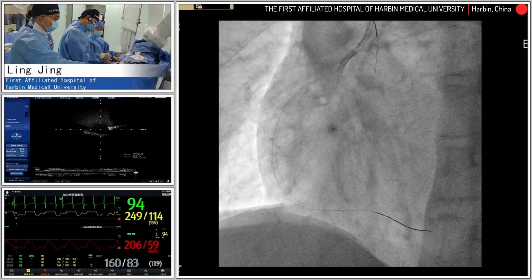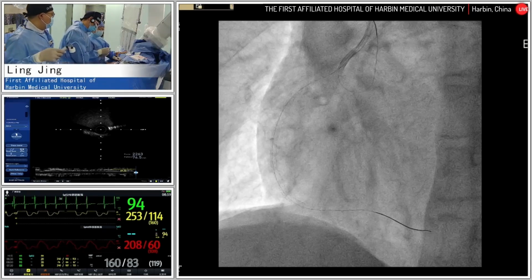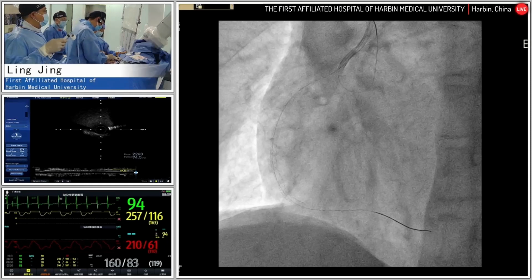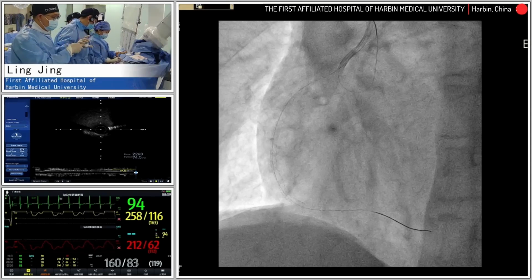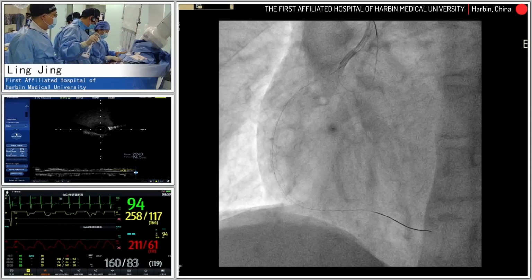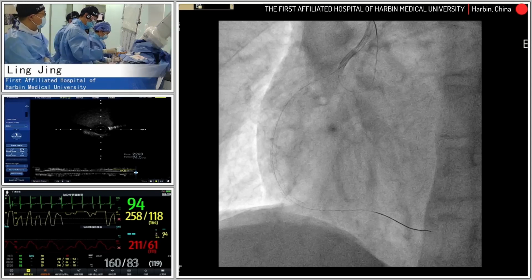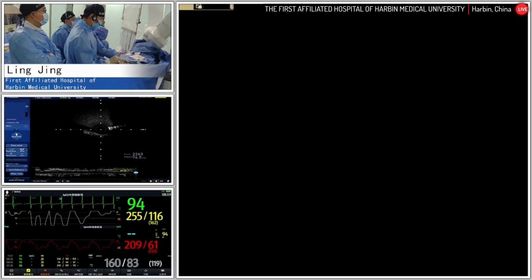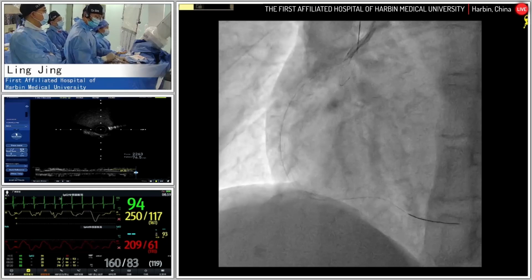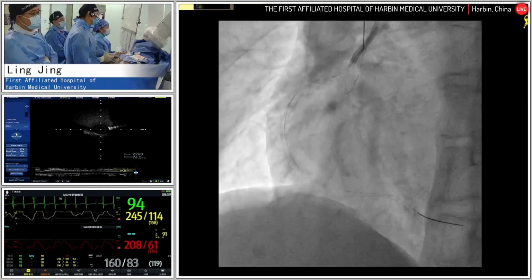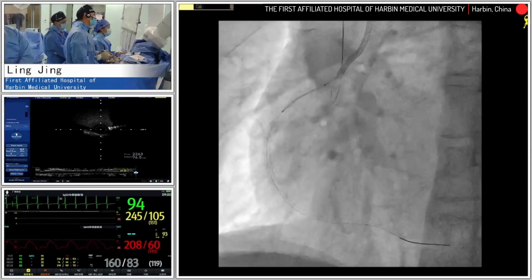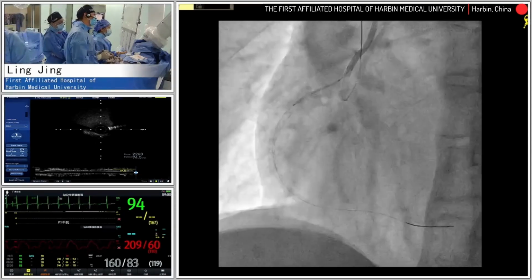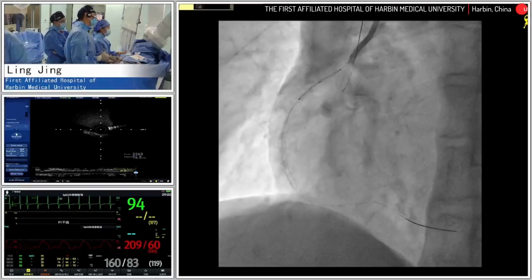Stent? Yes. 3.0 stent. Okay, after the wire has been floated in the aorta out of the RCA, we can see that the guiding catheter is stabilized a lot better compared to the previous situation.